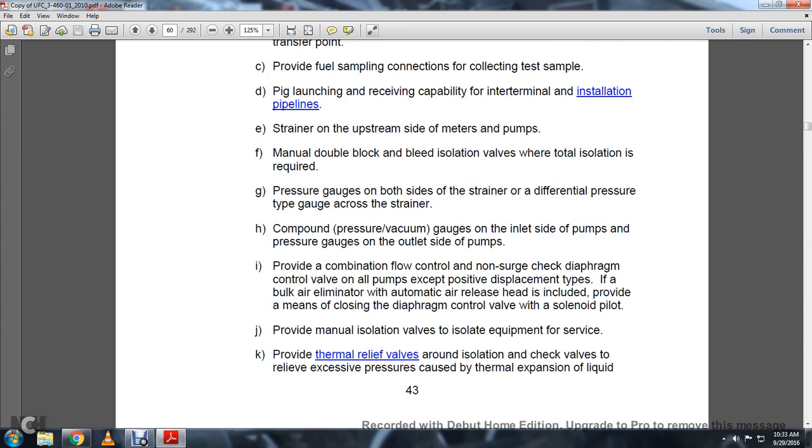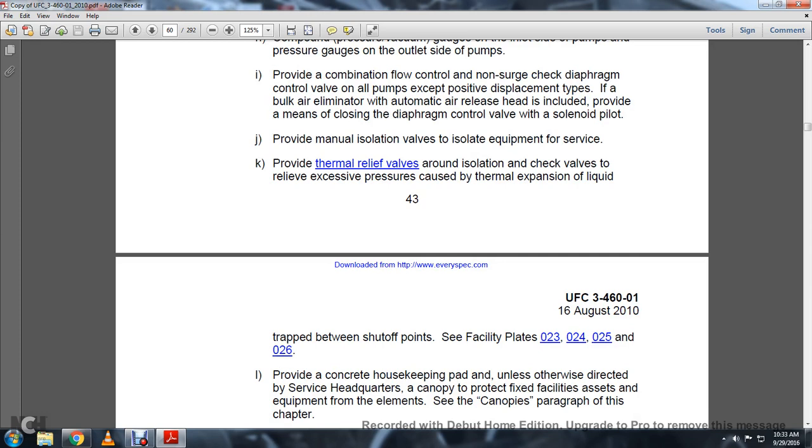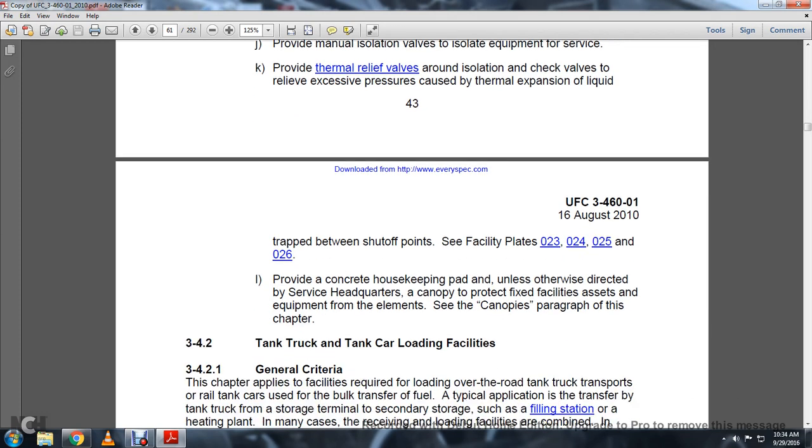Provide compound pressure vacuum gauges on the inlet side of the pump and pressure gauges on the outlet side of the pump. Provide a combination flow control non-surge check diaphragm control valve on all pumps except for the positive displacement types. If a bulk air eliminator and automatic air release is included, provide a means of closing the diaphragm control valve with the solenoid pilot. J. Provide isolation valves to isolate equipment for service, with a thermal relief valve and isolation check valve to relieve the excessive pressure caused by the thermal expansion of liquid trapped between the shutoff points.